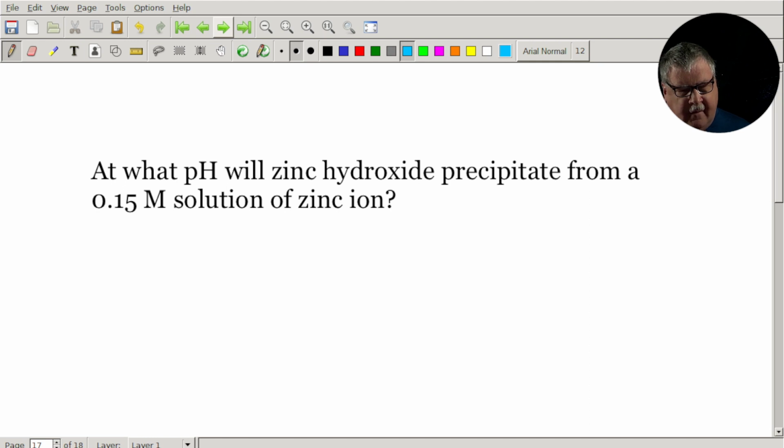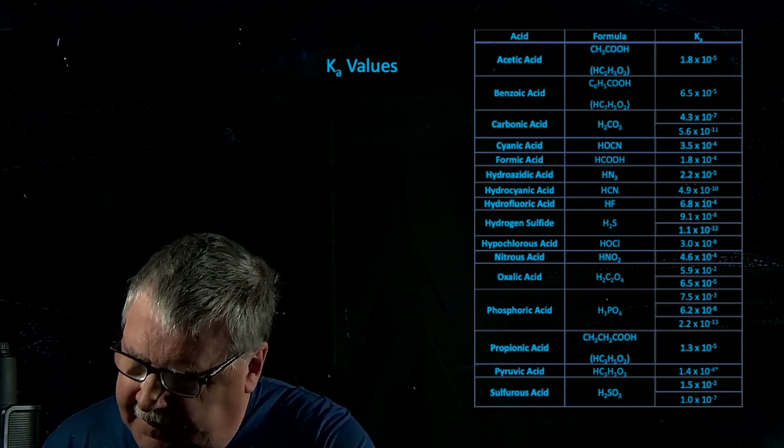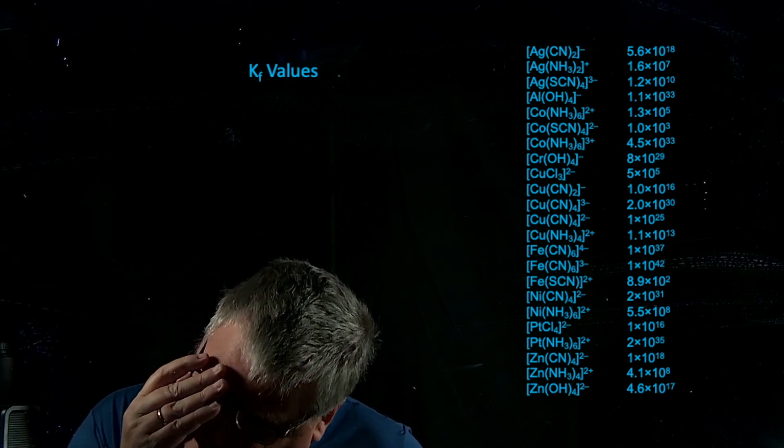All right, so let's start out by asking a question that we've asked before. We have a 0.15 molar solution that contains zinc ion. It's zinc nitrate or zinc chloride or something like that. What we want to do to start with is figure out at what pH will we start to precipitate out zinc hydroxide? And so in order for us to do that, we need to go back to our solubility product table.